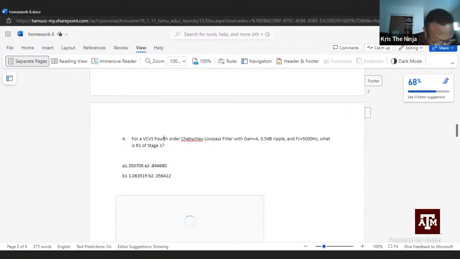So for stage one, this is what our R1 value is. Let's get these values in there. So we got a point. Let me zoom in a little bit. Oh, I'm already at maximum. Oh, okay, cool. That's fine. It's all good.